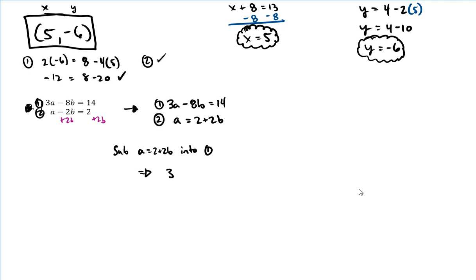And so that gives us 3. Let's go ahead and mark it. So I'm going to change that a right there into the 2 plus 2b. So we've got 3 times 2 plus 2b, and then minus the 8b equals 14. And then now it's one variable with one equation, and we'll go through our steps to solve. On this problem, the next step would be to distribute. So we'd have 6 plus 6b minus 8b equals 14.